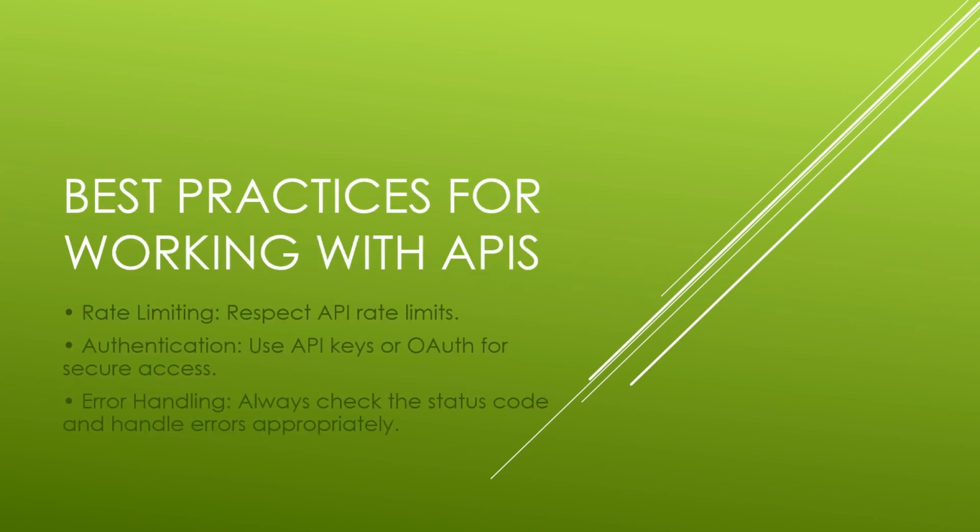When working with APIs, it's essential to follow best practices. First, respect rate limits to avoid overloading the server. For authentication, use API keys or OAuth tokens. Lastly, always handle errors properly by checking the response status code and responding accordingly.